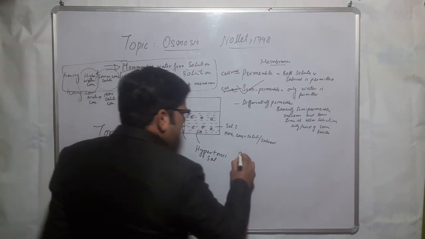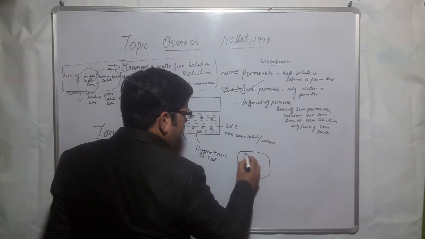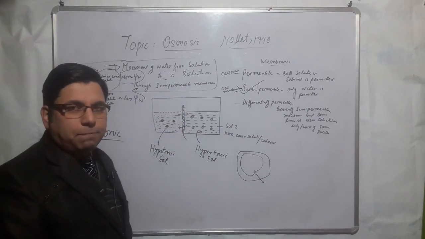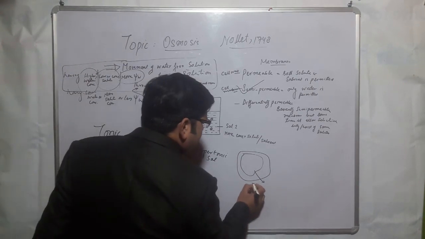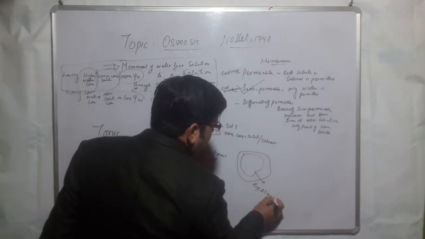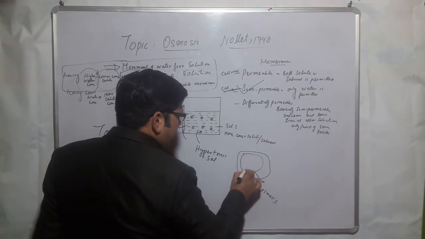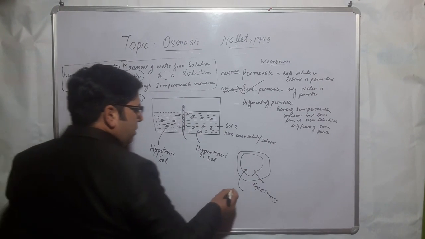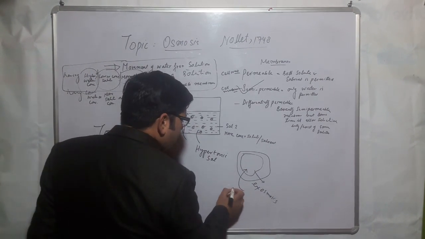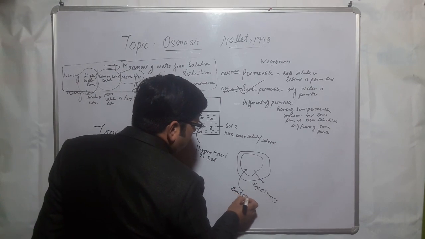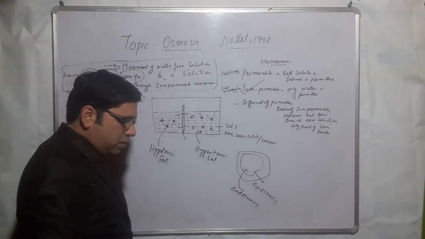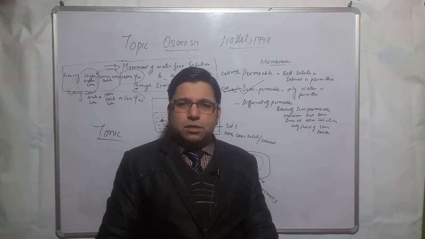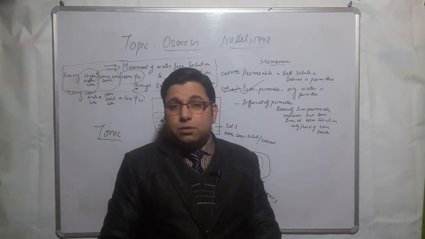Now if this is a cell, this is the cell wall, this is the cell membrane, the water moves out of the cell because of tonicity. This will be called exosmosis. It goes inside the cell because of concentration difference or because of water potential difference through the process of osmosis. This is called endosmosis. Now remember, there is one more concept, that is reverse osmosis. Before that, let's discuss osmotic pressure.